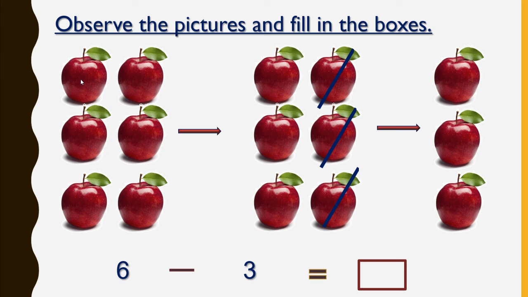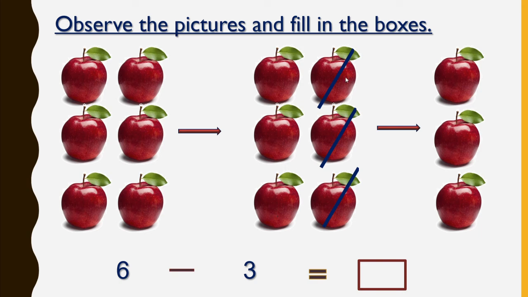How many apples are there? 1, 2, 3, 4, 5, 6. So below this, 6 is written. Total 6 apples are there. Okay. Now arrow mark. Here also 6 apples.